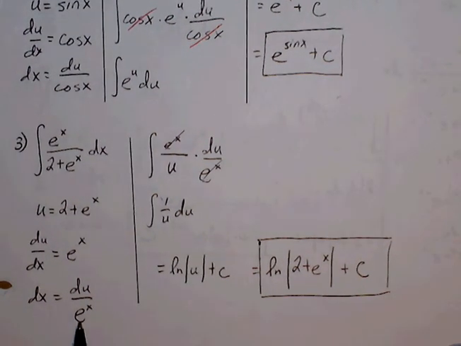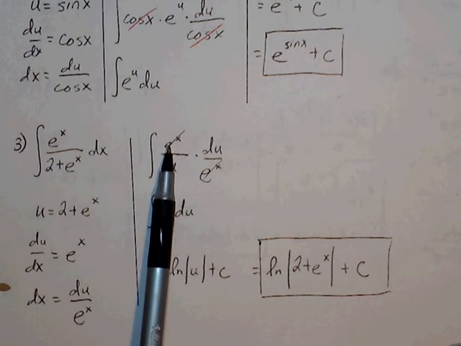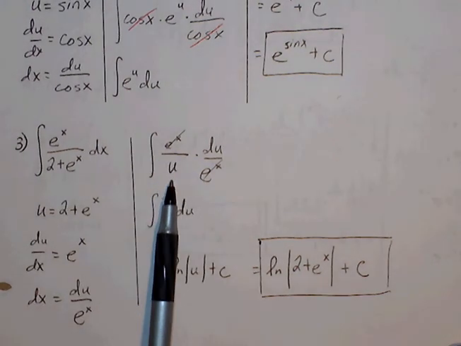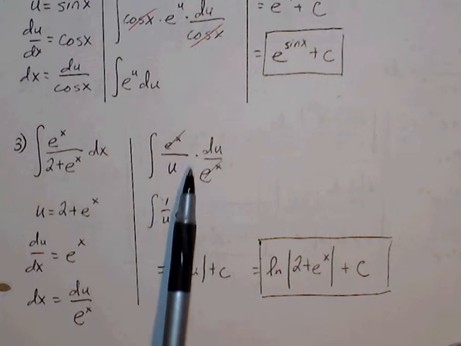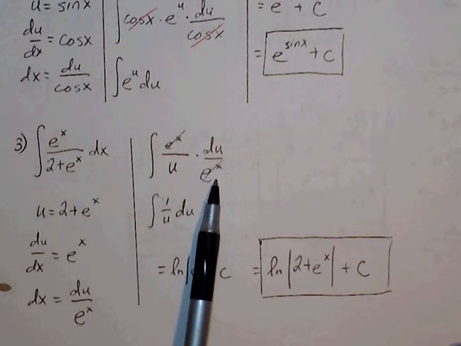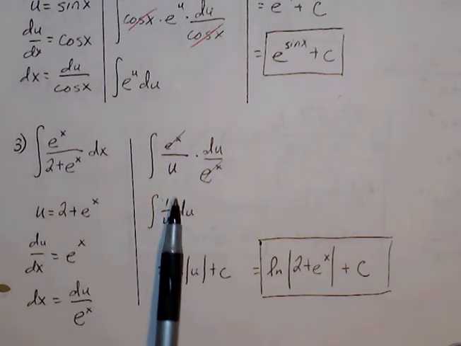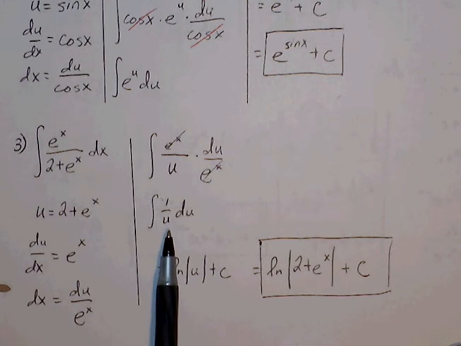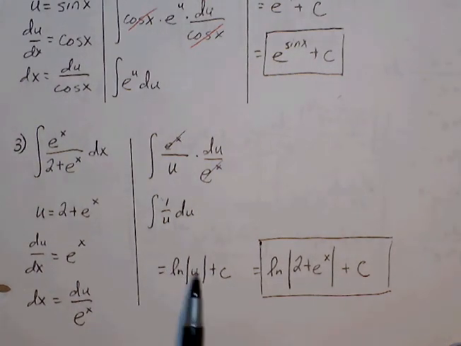When we make our substitution, the denominator gets replaced with u. Dx gets replaced with du over e to the x. The e to the x cancels out. We're left with the integral of 1 over u. We have a rule for that, which is natural log of the absolute value of u plus c. And now replace our u back in terms of x, which gives natural log of the absolute value of 2 plus e to the x, plus c.